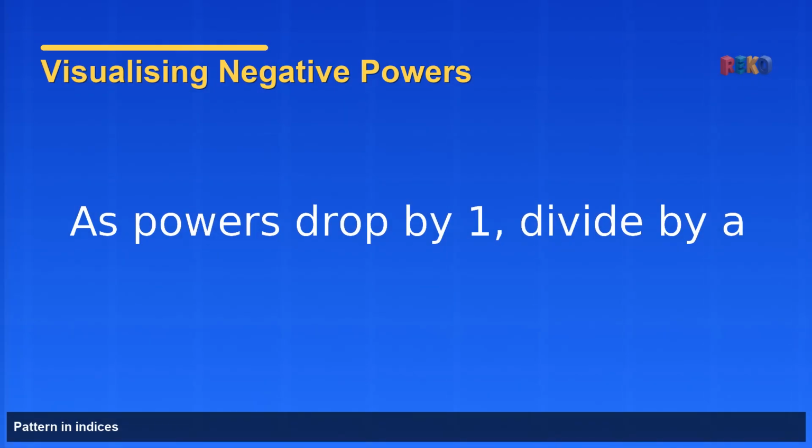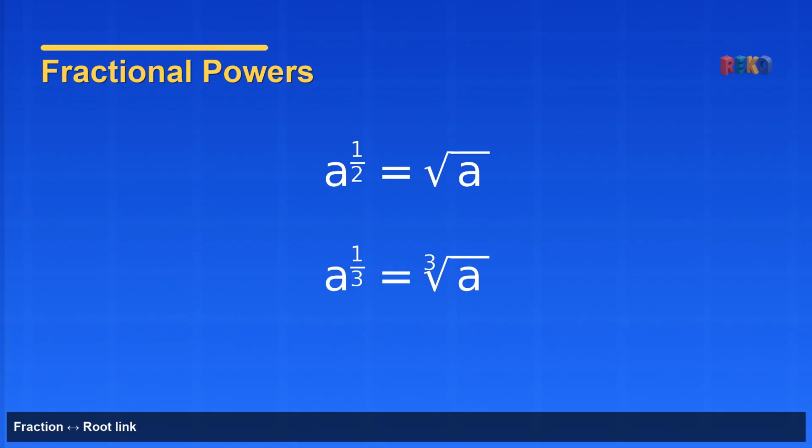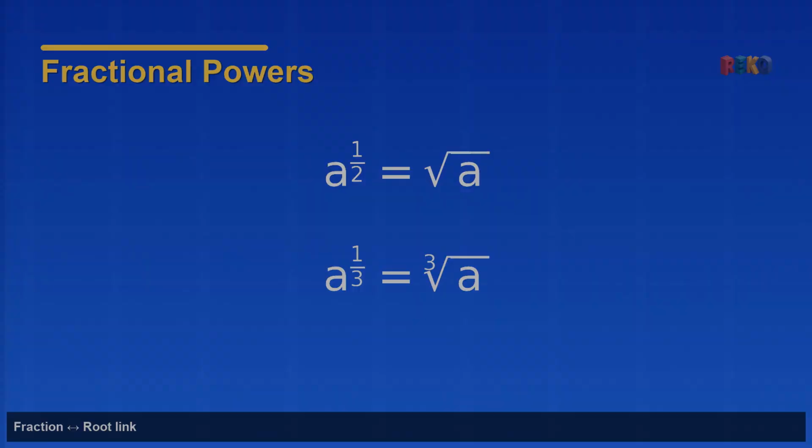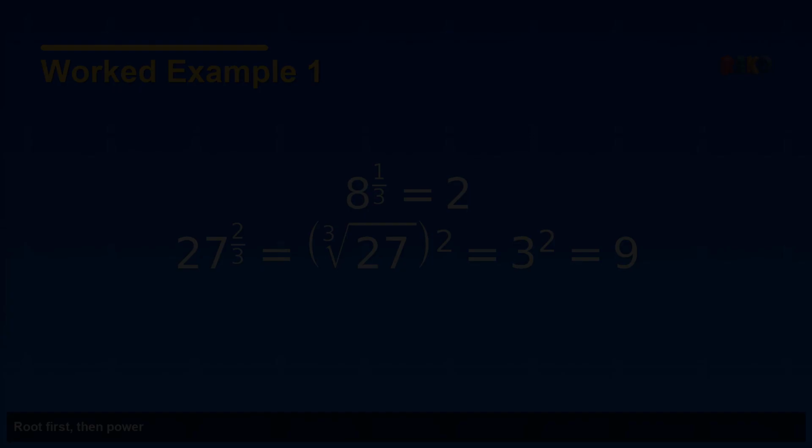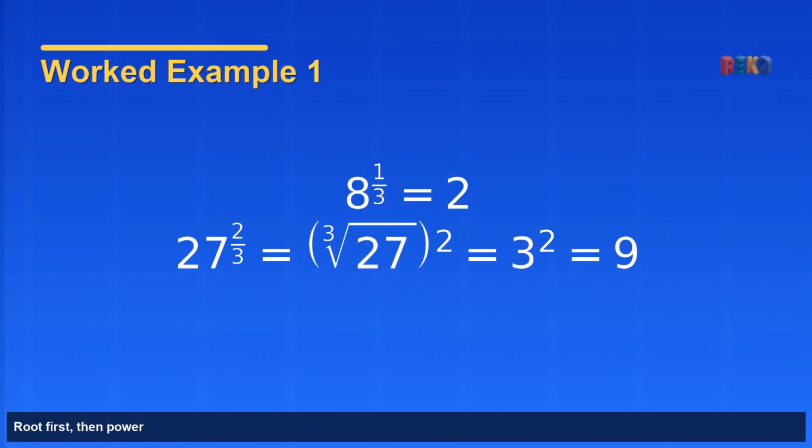If you start from a squared and reduce the index step by step, each step divides by a. That pattern explains why a to the power 0 equals 1 and a to the power minus 1 equals 1 over a. Fractional powers represent roots. The denominator gives the root, the numerator gives the power. In general, a to the m over n equals the nth root of a to the m. You can apply the power first or the root first. Both give the same result. 8 to the 1/3 equals 2 because 2 cubed is 8. 27 to the 2/3 equals the cube root of 27 squared, which is 9.